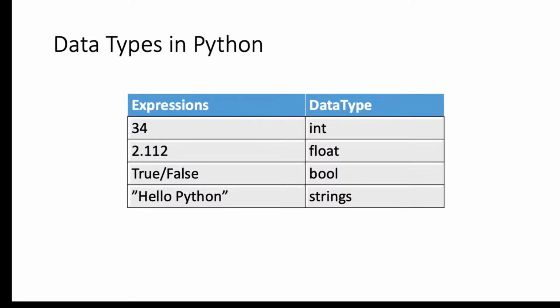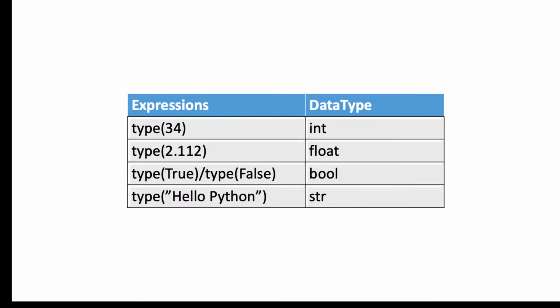The following chart summarizes 4 data types for the last examples. The first column indicates the expression and the second column indicates data type. We can have int, which stands for integer, float, which stands for float, bool, which stands for boolean, and str, which stands for string. We can see the actual data type in Python by using the type command. We will see these examples in practice later.